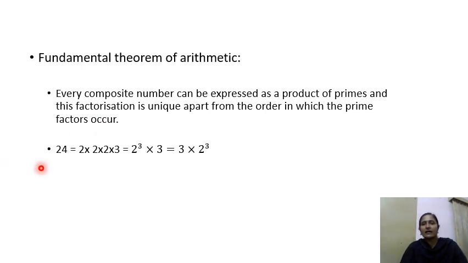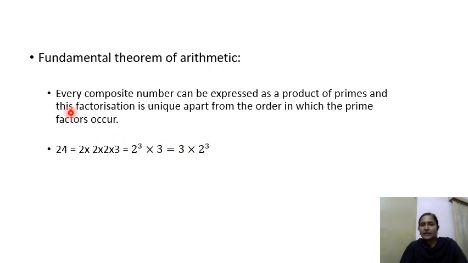One example I wrote here, 24. If we do the factorization of 24, it will be equal to 2 into 2 into 2 into 3. How did I do this? 24 can be written as 8 into 3, and then 8 can be written as 2 into 2 into 2. So 24 can be expressed as 2 raised to 3 into 3. If I change the position and write it as 3 into 2 cube, then also it is correct.